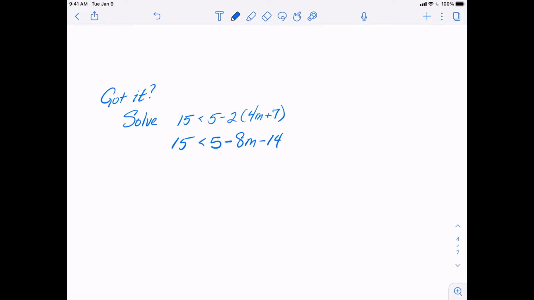We can add 14 to each side and get 29 is less than 5 minus 8m. We can subtract 5 from each side, so that would leave us 24 is less than negative 8m. And we can divide each side by negative 8, which would give us negative 3. And then we switch the inequality, so it is greater than m. And this is the same thing as m is less than negative 3. And I will leave it to you to check this answer to make sure that it's correct.